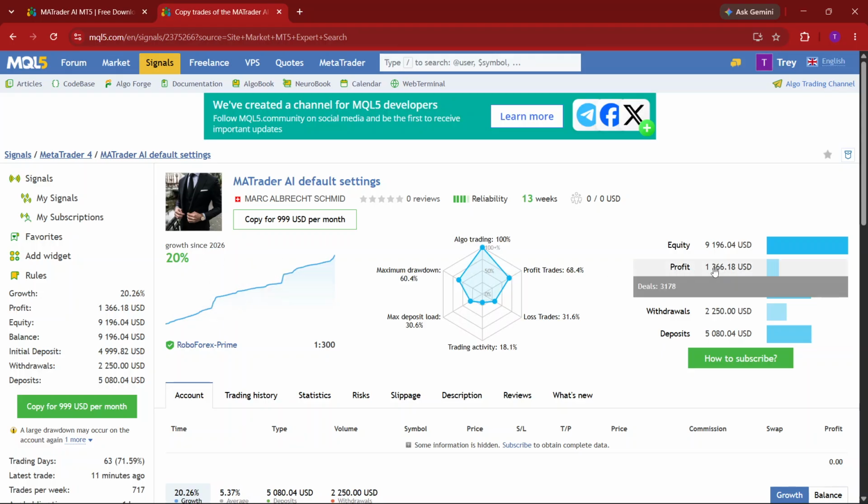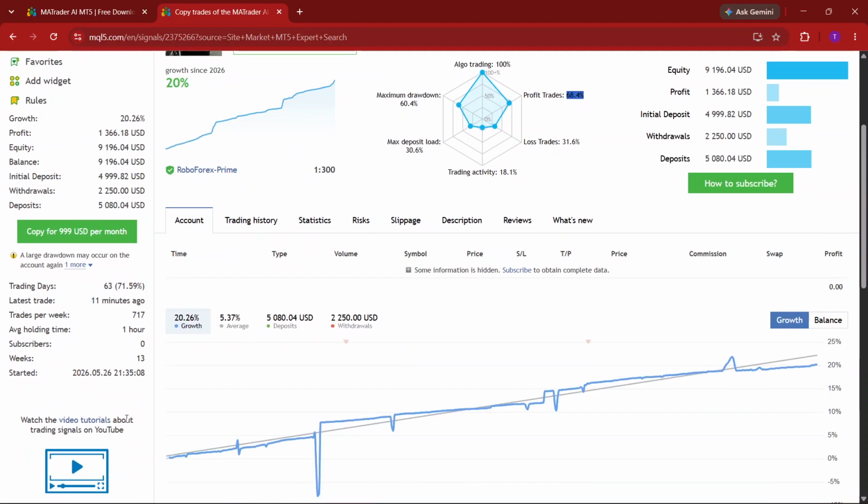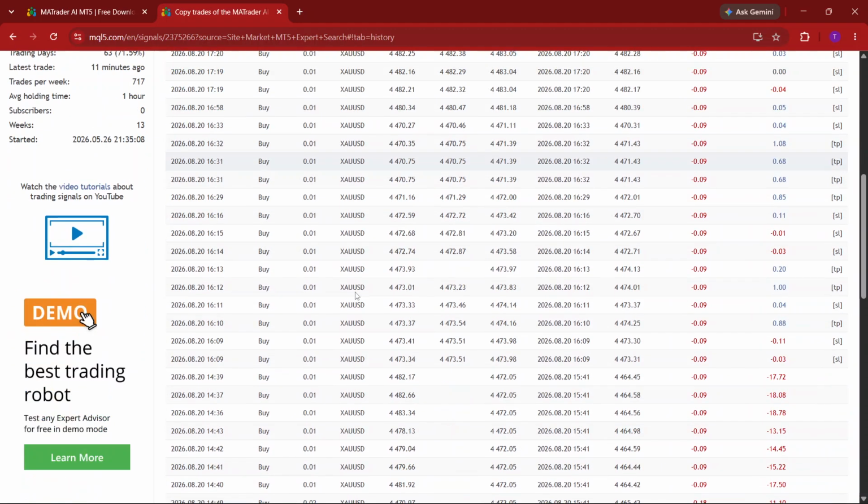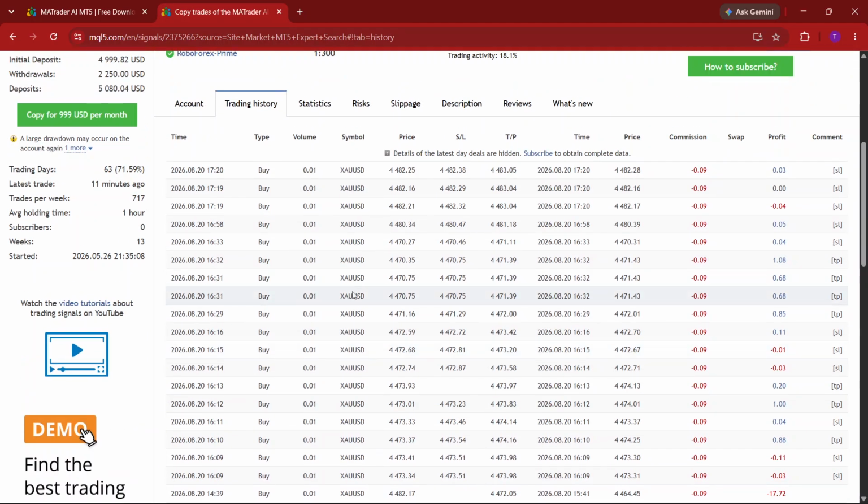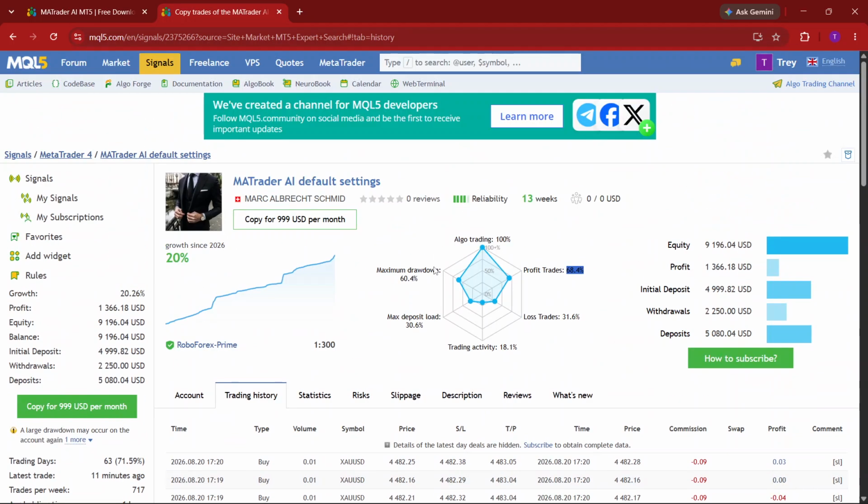a profit factor of 1.44, around 68% winning trades, all long positions, average hold time of 1 hour, and hundreds of trades per week. Now the balance drawdown on the account sits around 14%, but equity drawdown reaches about 60%.